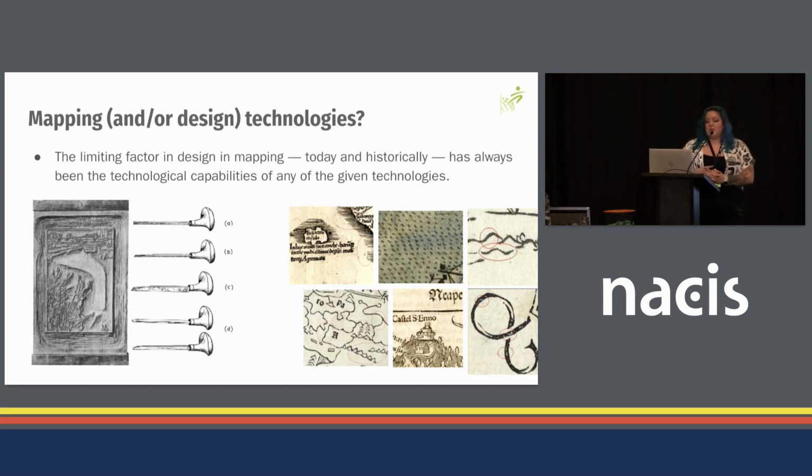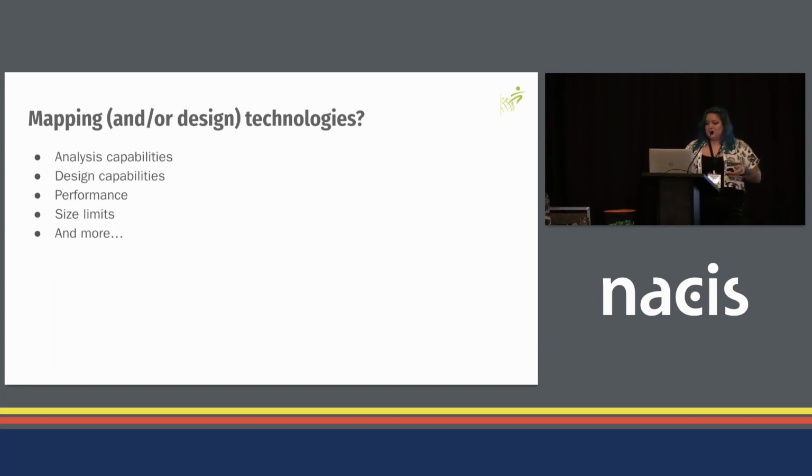mapping and design technologies are always the limiting factor in how we can display maps and how we can make them look a certain way. Of course, we're constantly trying to figure out how to make things look a certain way in Photoshop and Illustrator and HTML and CSS and JavaScript and everything, but so many things will not replicate a very particular brushstroke. So you have to figure out the specific technology you're going to use and see if it's even possible to replicate that visual.